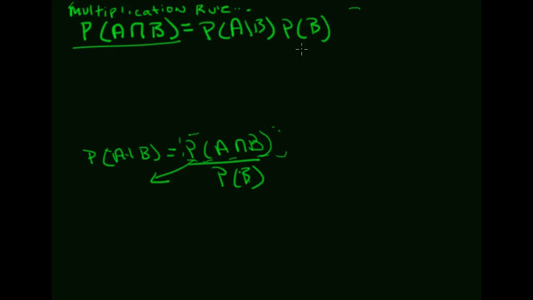Okay, so this is my multiplication rule for calculating an intersection, right? So you can take the conditional probability and multiply by this. So let's see. If I have the probability of getting heads, no, let's not do that, because those are independent. Let's try this. I'll use my boy girl example again. Or maybe we could do this.